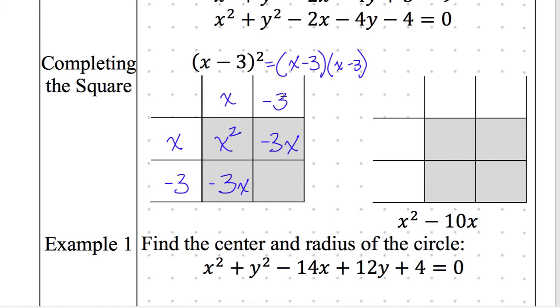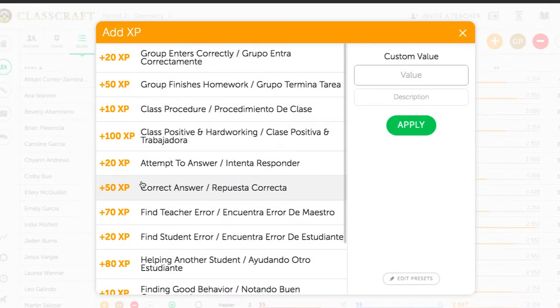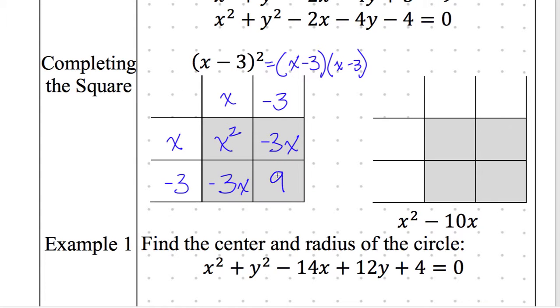And then finally, what is a negative 3 times a negative 3 for this bottom right box? Negative 3 times a negative 3, Caroline, is a 9. You can turn in your card. There is your marble. There is your XP. Caroline, you are in.